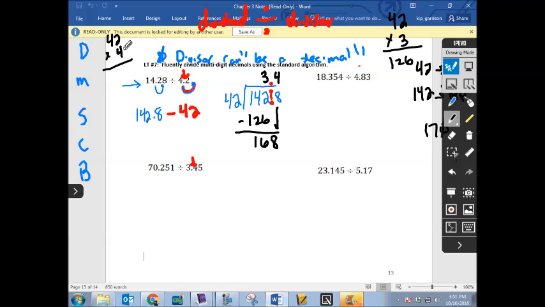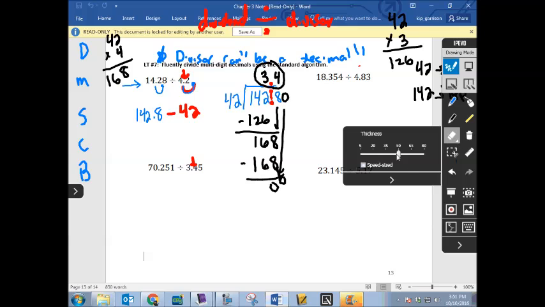Okay. So 2 times 4 is 8. 4 times 4 is 16. There we go. We end up getting 168. There's our 0. Our answer is 3.4. We could continue to bring down these if we wanted to, but again, it's unnecessary, right? Unnecessary. Okay. Let's do the next one.